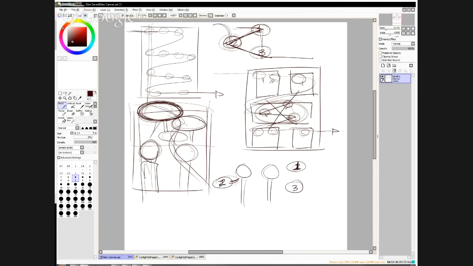This is one, this is two, and this is three. If you want your reader to go to this one first and that one and then that one, that's not going to read. So let's make our eraser a little bit bigger. There we go.